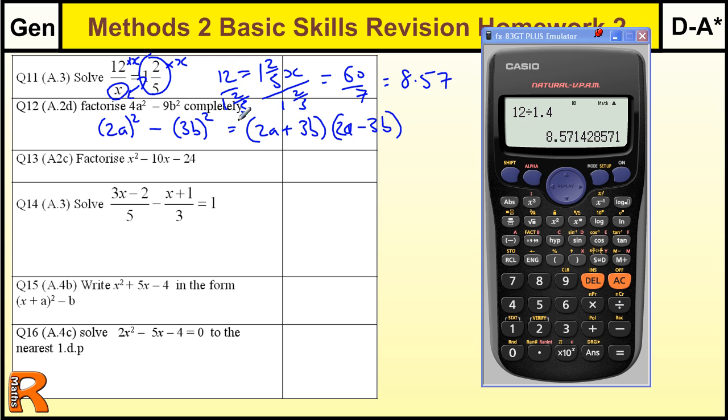That's the standard method. When we've got two square numbers subtracted, we can write them as a product of the sum of the numbers and the difference of the numbers.